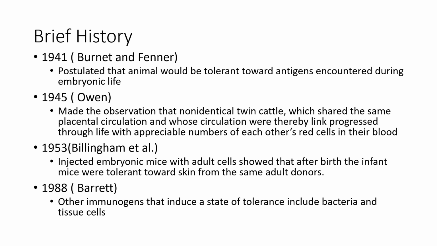Tolerance can also be induced using soluble antigens. For example, rabbits injected at birth with bovine serum albumin failed to make antibodies on later challenge with this protein. Other immunogens that induce a state of tolerance include bacteria and tissue cells. This was according to Barrett in 1988.